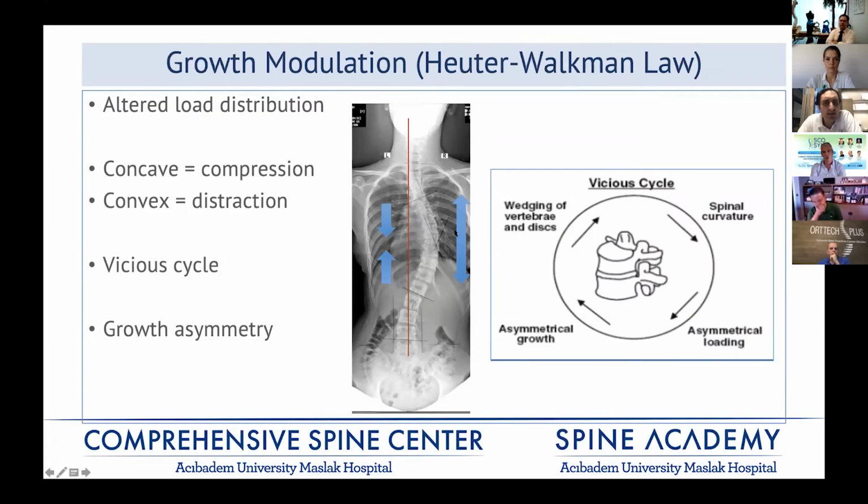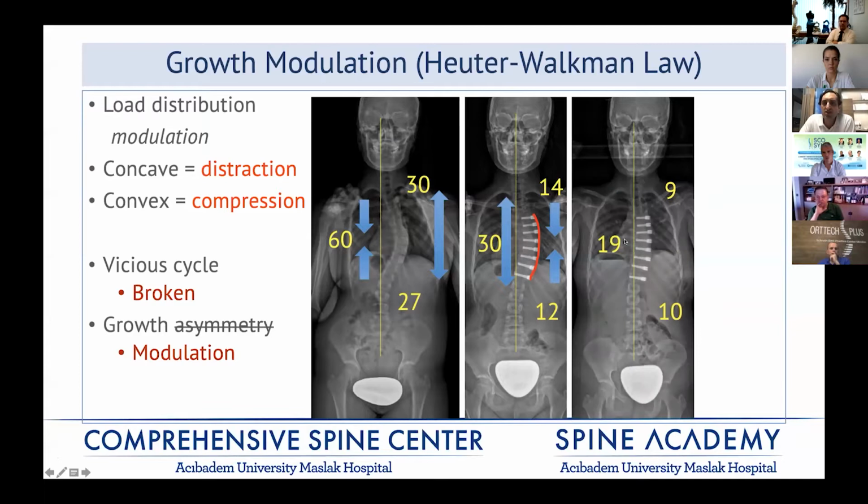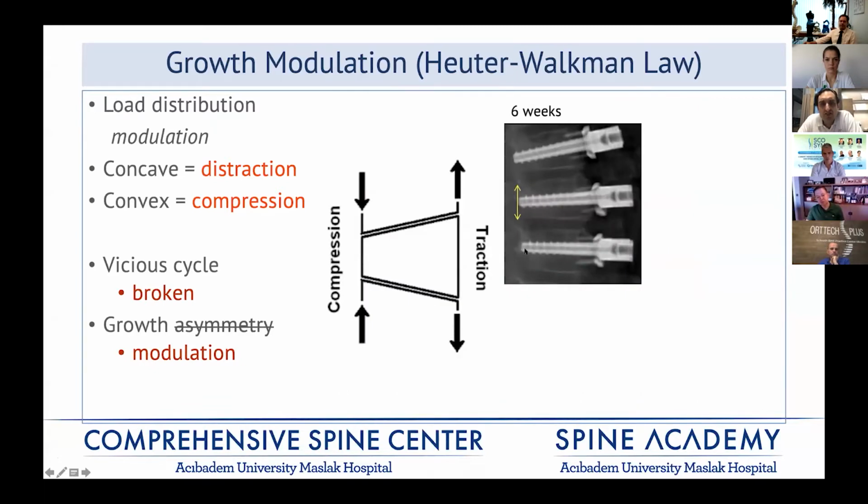And exactly the same modulation that we did with the brace is what we do: we place the screws and the tether, and when we tighten, we can change the way the Hueter-Volkmann law acts. The compression and distraction sides are changed. So after the surgery, spontaneously, the curves correct over time because the compression and distraction are on different sides. So let's check this in an example.